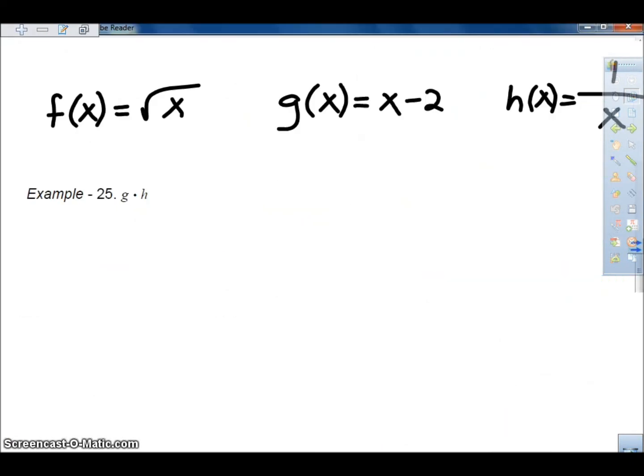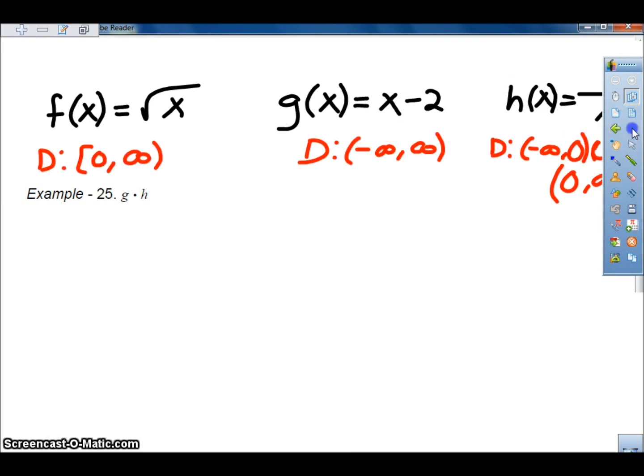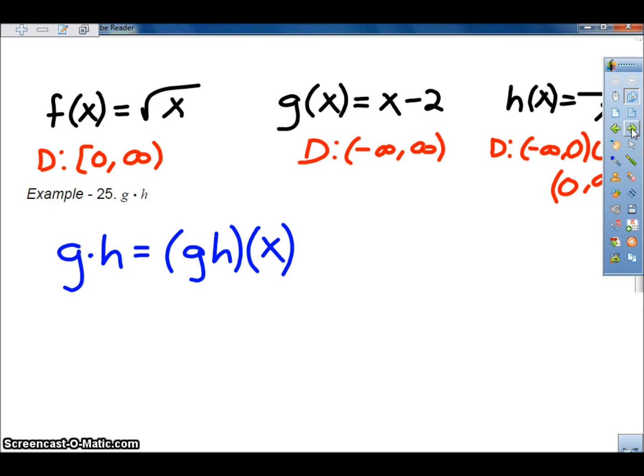We want to multiply two functions together here. We're asked to find g times h. And again, I'm going to define these functions as f of x equals square root of x, g of x equals x minus 2, and h of x equals 1 over x. We want to find g times h, which is a lazy way of saying we want to find g times h of x. So again, they're kind of leaving out some of the details of the notation. And again, that's sort of acceptable, but it's nice to have the full notation there.